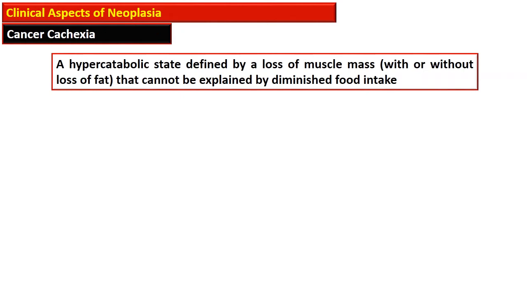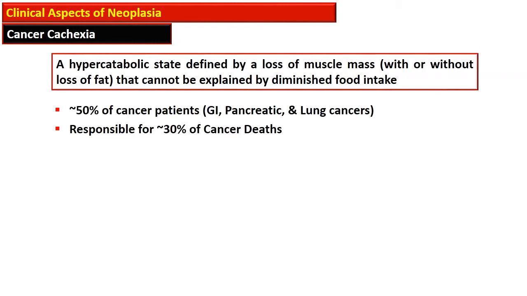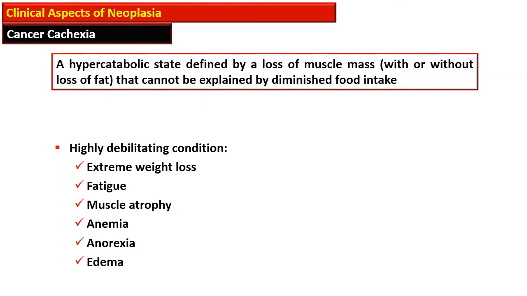The cancer cachexia is a hypercatabolic state defined by a loss of muscle mass with or without loss of fat that cannot be explained by diminished food intake. The 50% of the cancer patient, they suffer from cancer cachexia, and it is more common in gastrointestinal tumors, pancreatic tumors, and advanced lung tumors. It is responsible for about 30% of the cancer deaths.